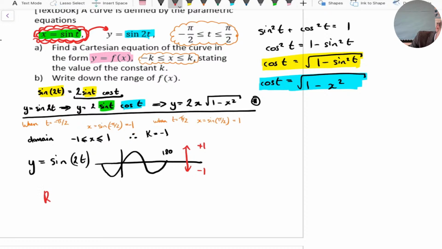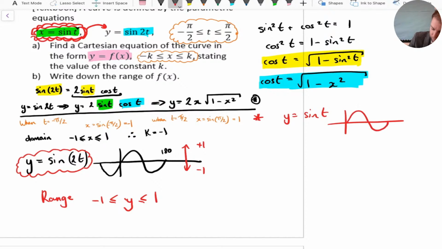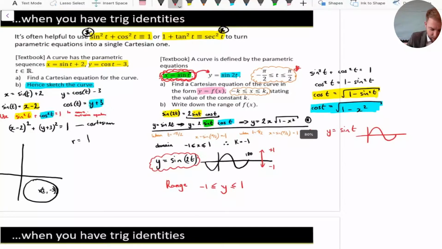So your range, I mean, we can sub in these values, but I think it's worth thinking about what that graph looks like. The range is minus 1 is less than or equal to y is less than or equal to 1, because this is what the range of this is. I suppose we could have done that for sine of t as well, when we did this part, thinking about what y is equal to sine of t looks like between the two values which we've got. Tricky question, but we're getting into it now.